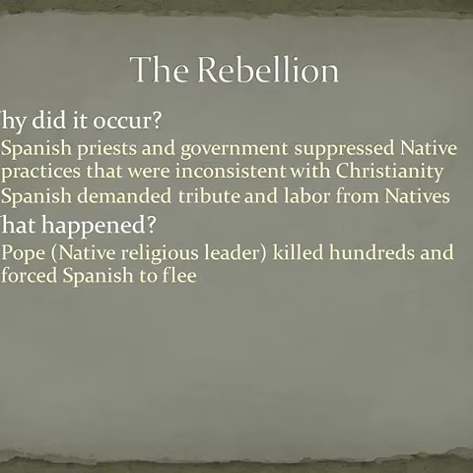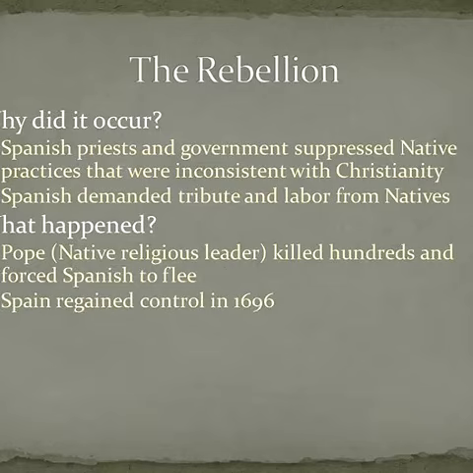So what happens? Well, Pope, this native religious leader, unites a bunch of these people, and they killed hundreds of Spanish, and they forced the Spanish to flee. And it's not for about 10 plus years that Spain comes back and they regain control in 1696. So the Pueblos are living Spanish free for about 12 years.